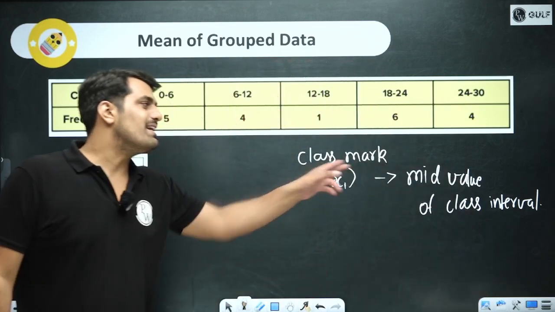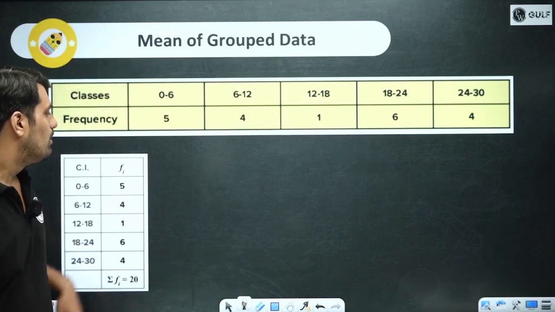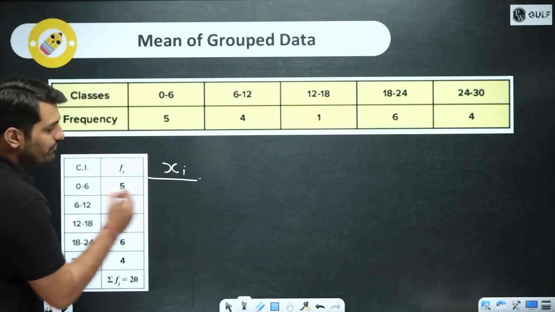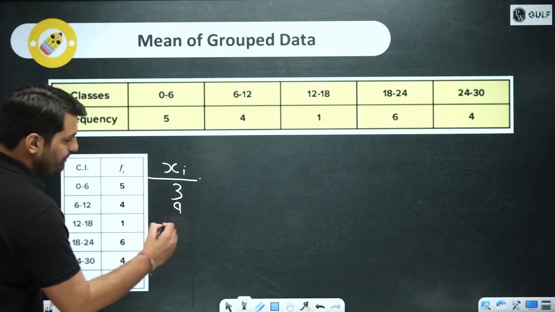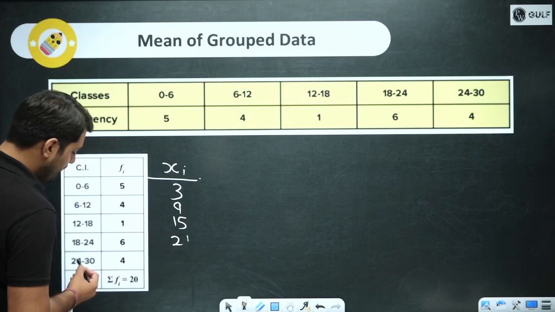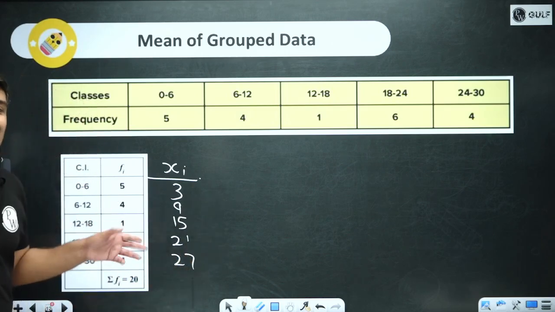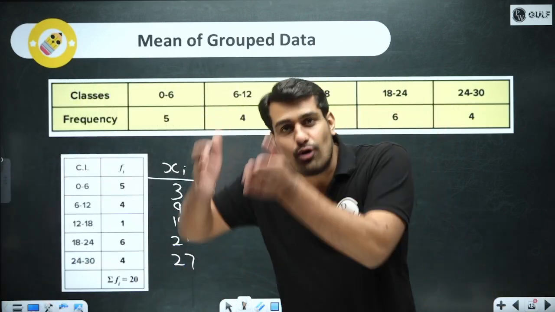So the important part is understanding class mark, which is mid value. So the next thing I'll be adding over here will be class mark, which is xi. So xi, midpoint of this, that means 3. Midpoint of this, 9. Midpoint of this, 15. Midpoint of this, 18 plus 3, that means 21. Midpoint of this, basically what do you have? 24 plus 3, 27. So xi over here is the class mark. So I'll be writing up the next column.